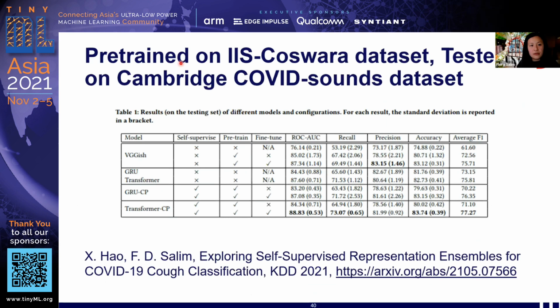Now, we pre-trained this on the data set collected by IISc Bangalore, the Coswara data set, and tested on the Cambridge COVID Sounds data set. Our approach even beat the state-of-the-art VGGish supervised method, and it also beat a transformer-based method. So even without using labeled data, we can match the state-of-the-art fully supervised method. You're welcome to take a look at the paper for more details.